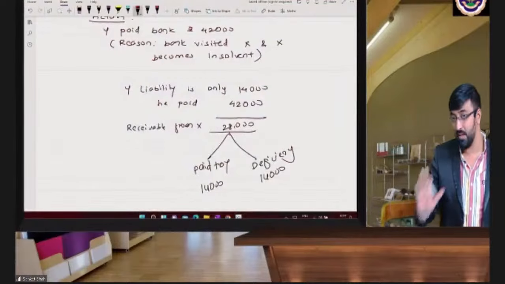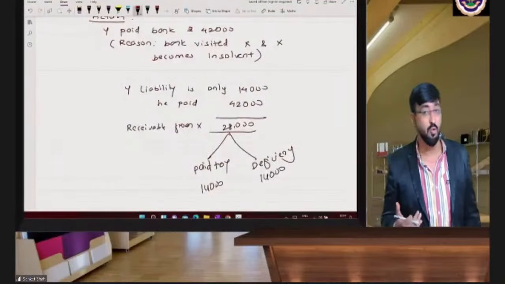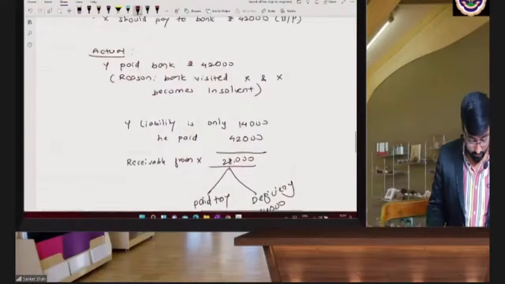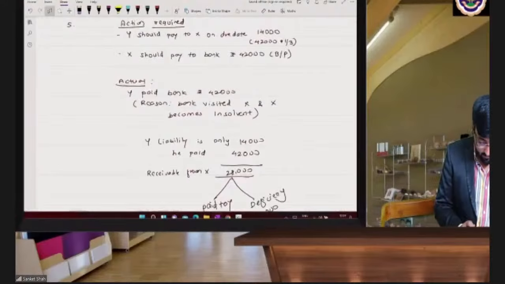Sir, once tell us in Hindi. This is difficult to grasp. Yes, I know that. I know that it is difficult to grasp.